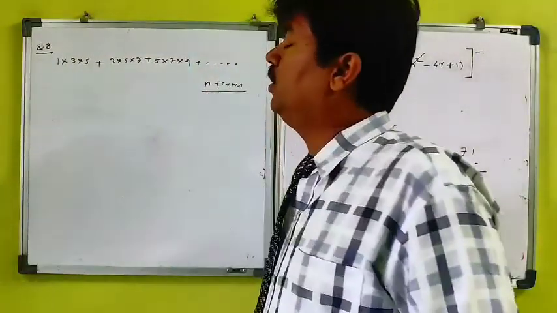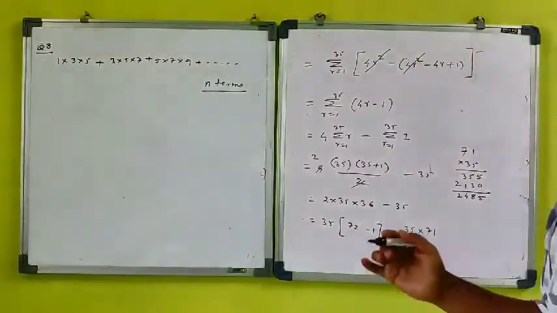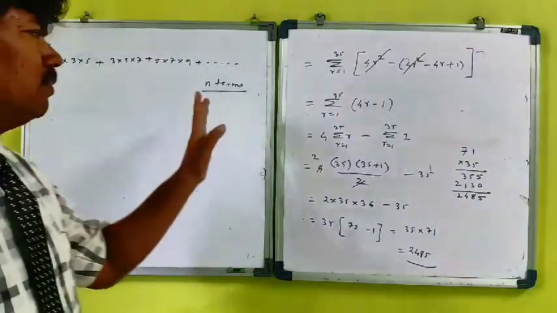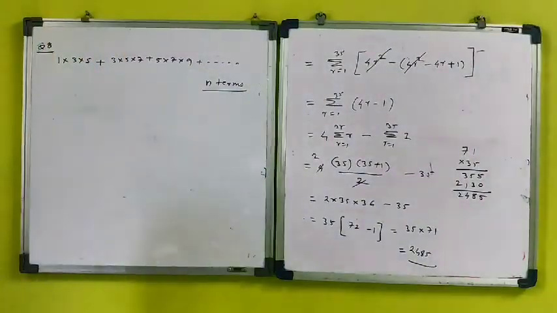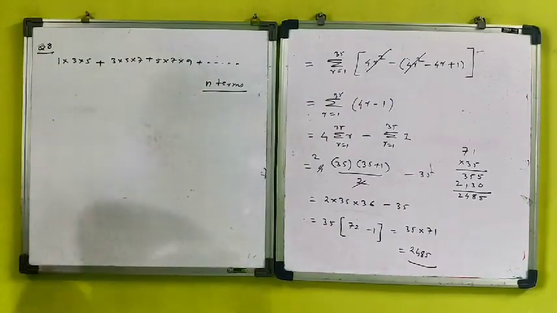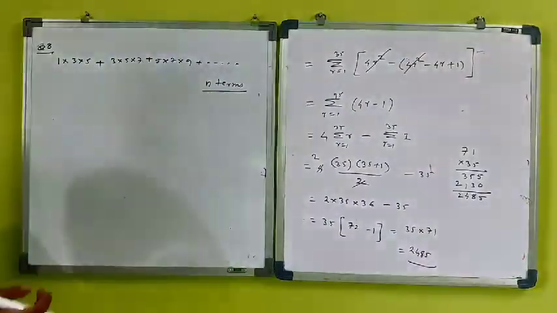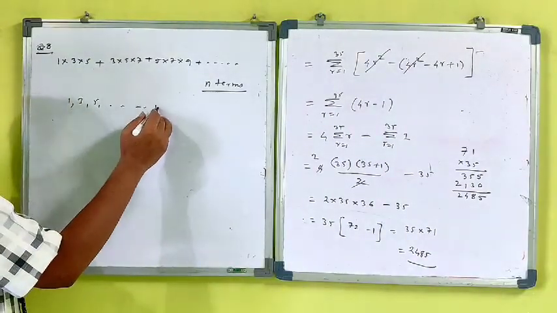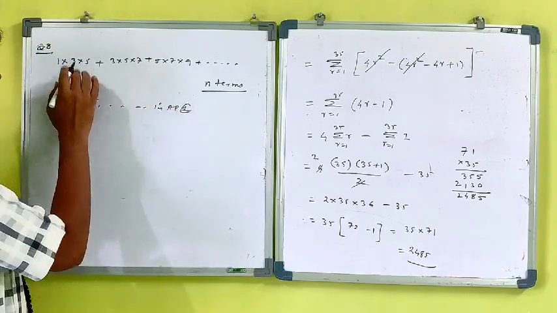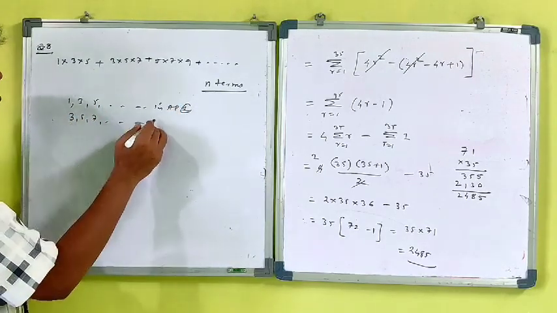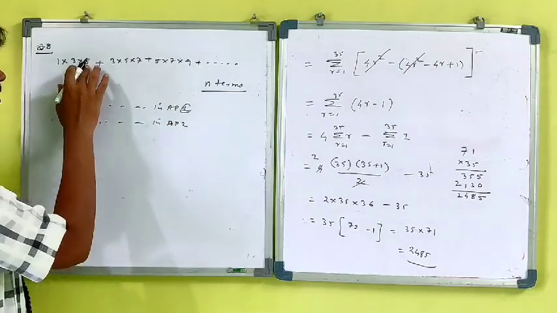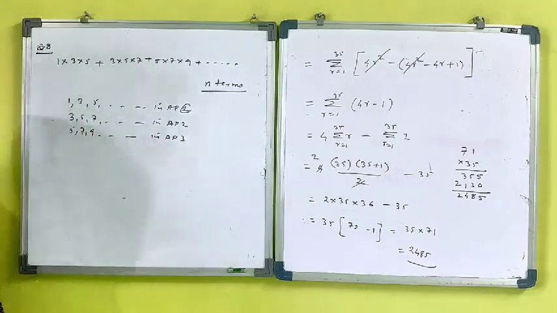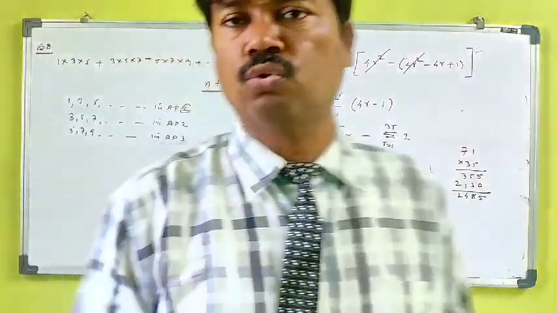Next question: 1 into 3 into 5, 3 into 5 into 7, 5 into 7 into 9, up to n terms. We have to find the sum of this. In any type of sequence or series, if the pattern is there, then it is not difficult. If you observe this, 1, 3, 5 is in AP number 1. The next, 3, 5, 7, is in AP number 2. And the third term, 5, 7, 9, is in AP number 3. And all these APs have a common difference of 2.